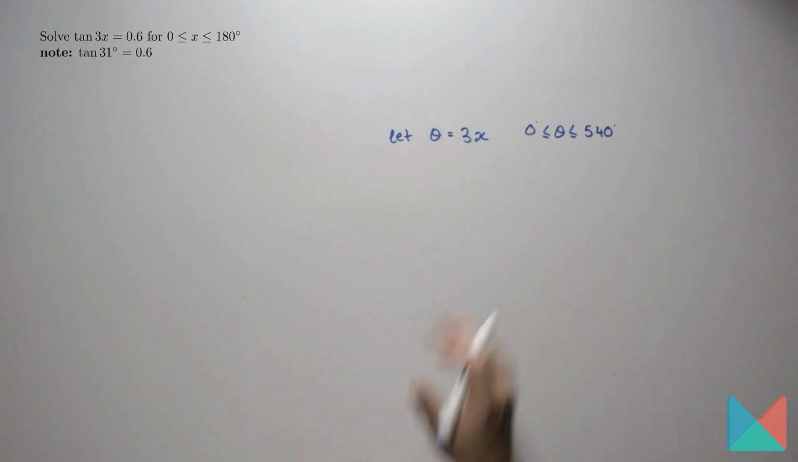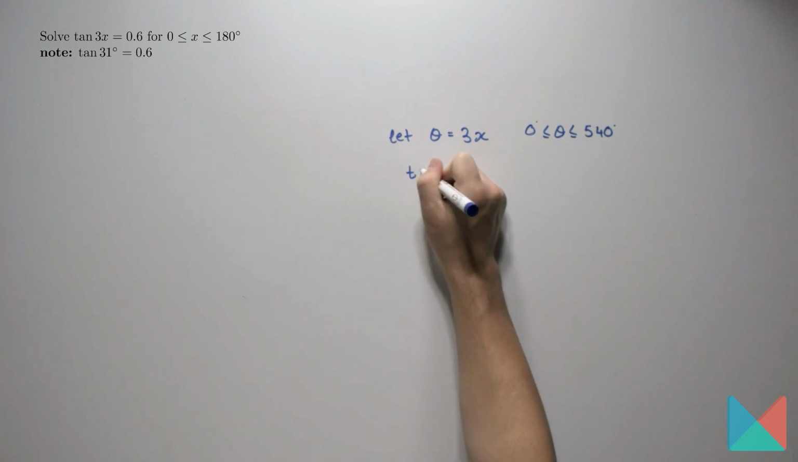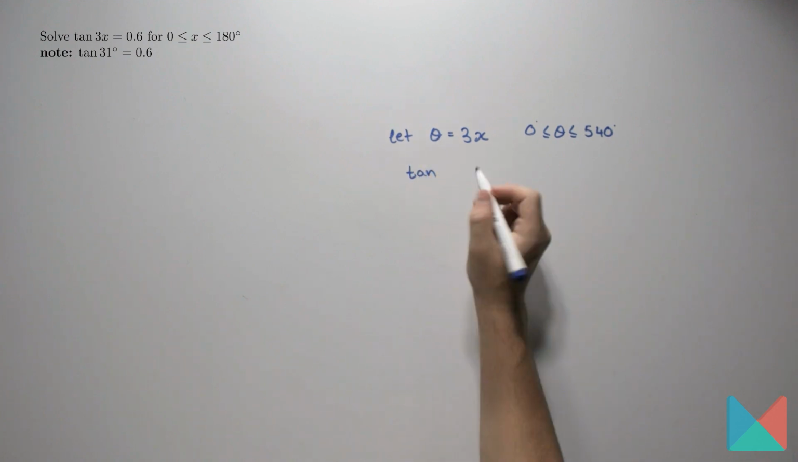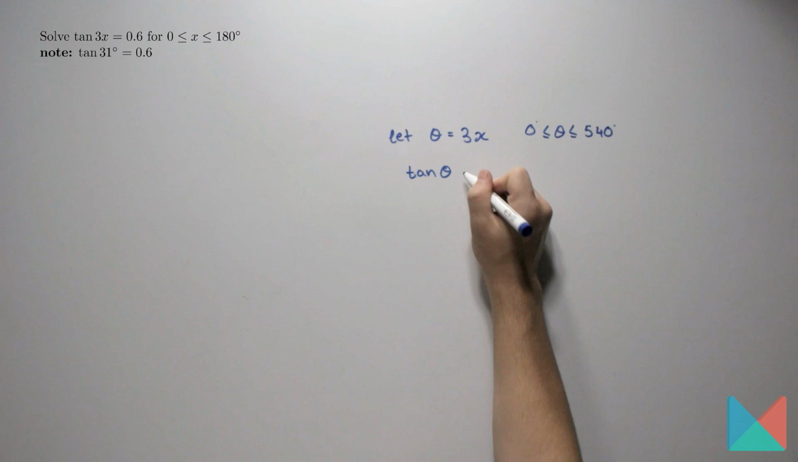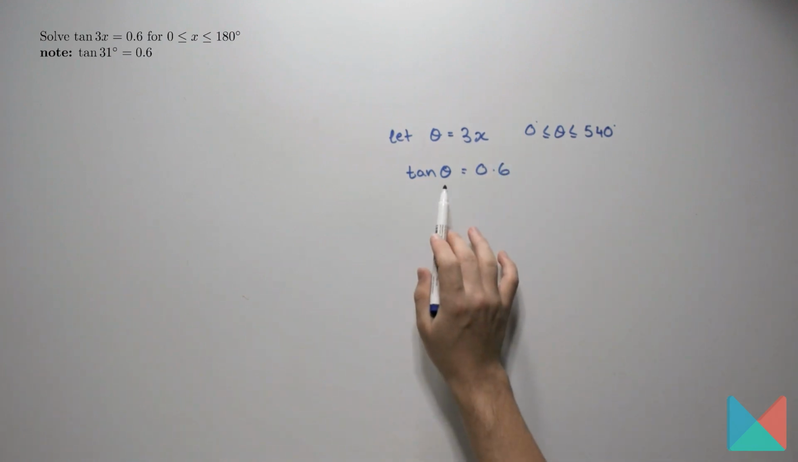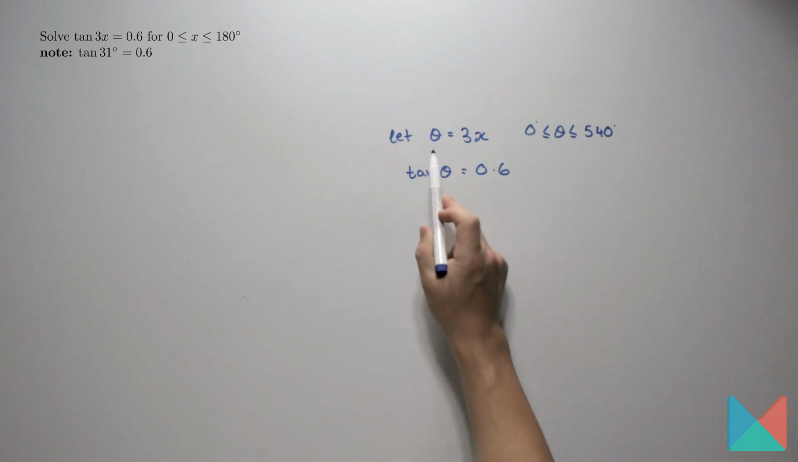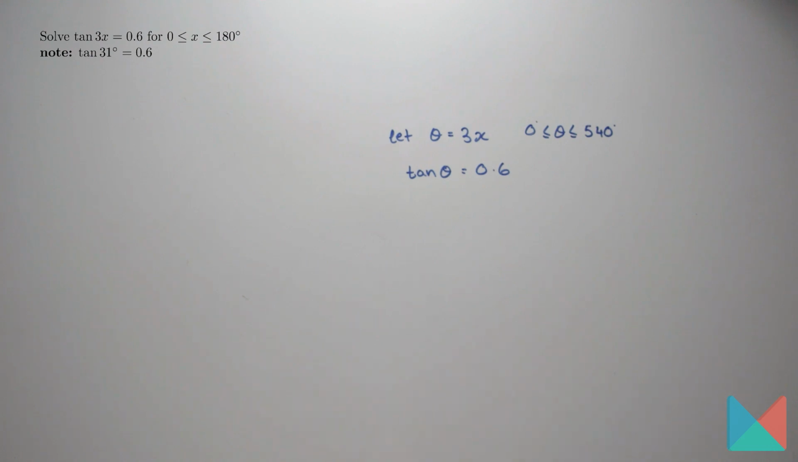And so now we have everything laid out to sub in our question in terms of theta. And so we have tan of 3x, which in this case is theta now, is equal to 0.6. And we want to find all the values of theta now between 0 and 540 degrees. And once we found these solutions, we can sub in our dummy variable back in and eventually solve for x. So now let's draw the unit circle and try to find these solutions for theta.